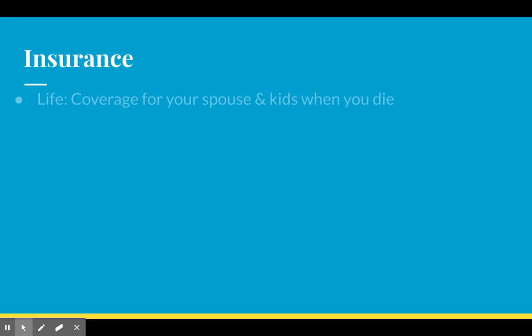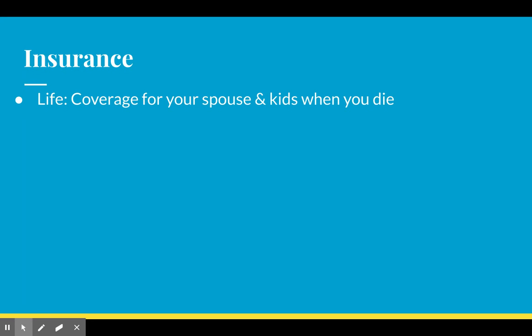Okay. Last thing we're going to talk about is insurance. If you're buying a home or buying a house, insurance is going to be a major thing that you have to pay attention to. There's different kinds of insurance. Life insurance is optional, but life insurance is where you pay a monthly payment to an insurance company, and then if you die, your family, your wife, your kids get a certain amount of money.